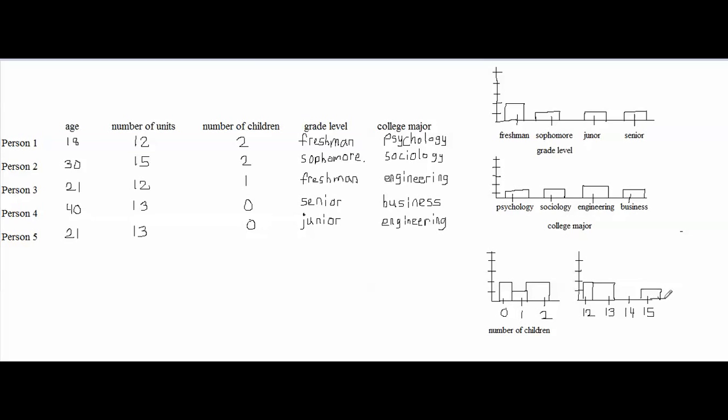Whenever you have a value like this that has a frequency of 0, you just leave it blank. And we don't include any values that are below the lowest value or above the highest value. That's why we didn't include 11 and we didn't include 16. But when you have a value in between the highest and lowest values that has a frequency of 0, you just leave a gap in the histogram like we did here. So this is for number of units.